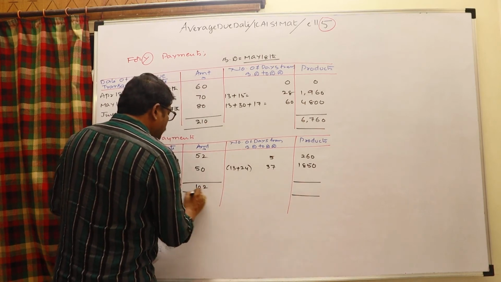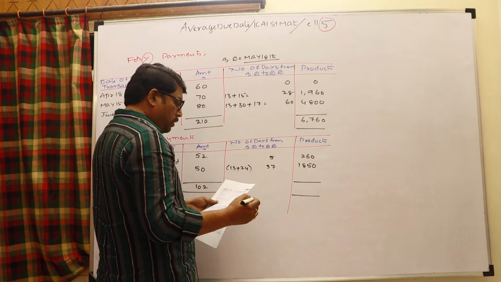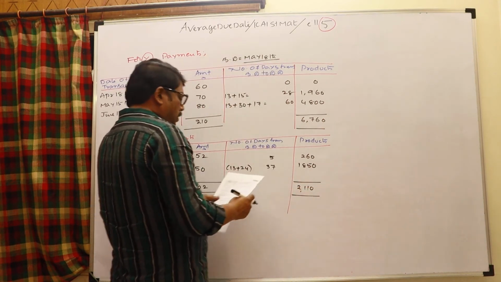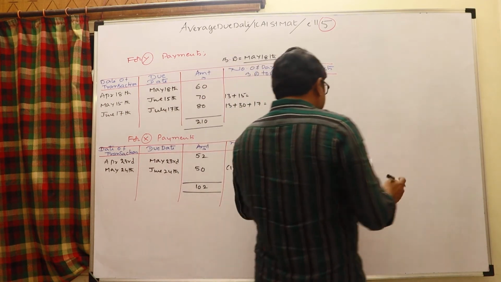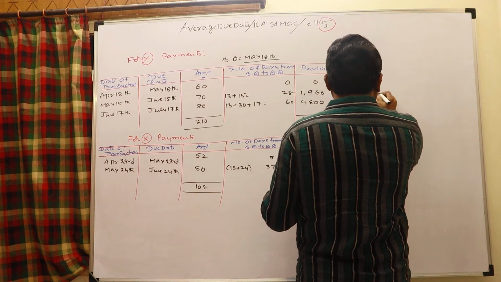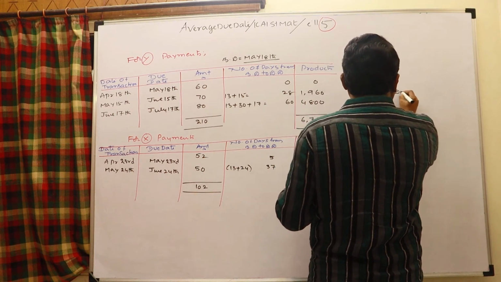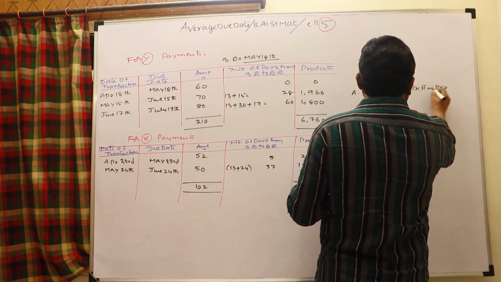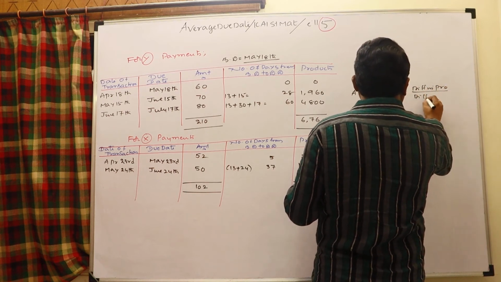The total of amount is 102. This is 2110. And of course you can check that the average due date is equal to base date plus difference in products by difference in amounts.